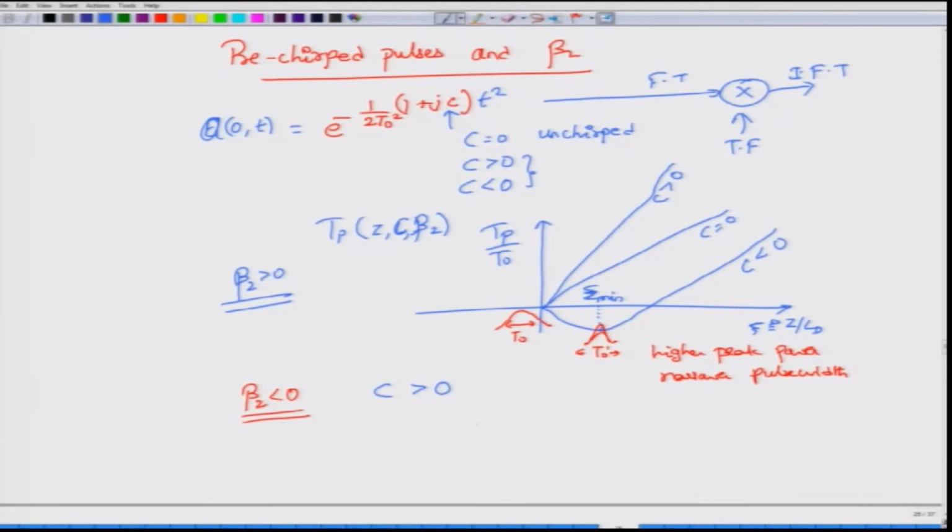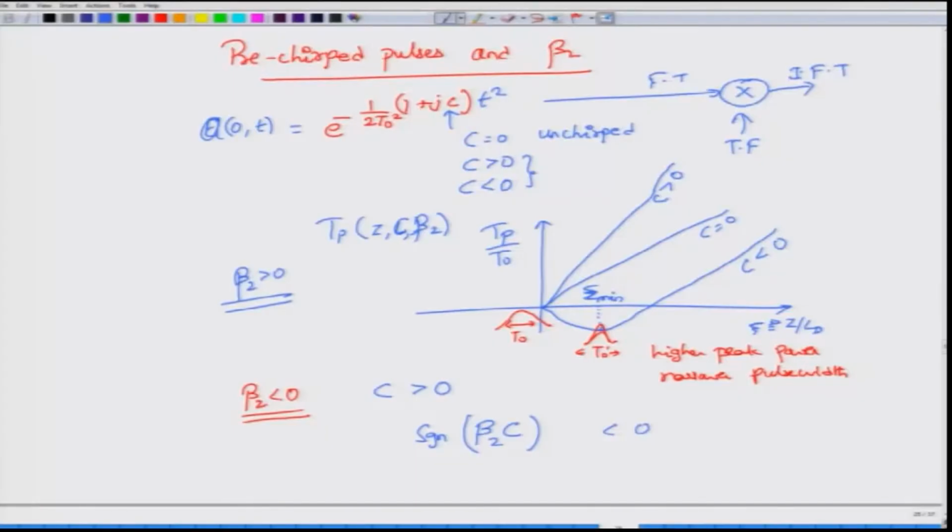So, essentially what you are looking for is the sign of the product of beta 2 and C, and if this sign turns out to be less than 0, that is both have opposite signs, then you will actually see pulse compression. Of course, you do not see pulse compression throughout, I mean you do not see a curve which would go like this, right, it would continue to compress out.